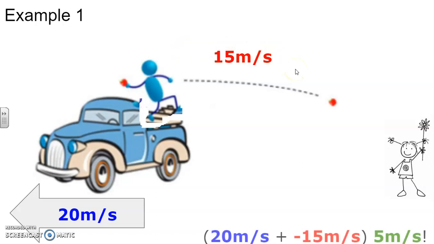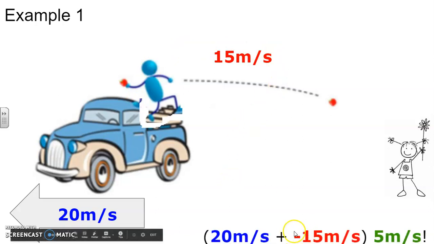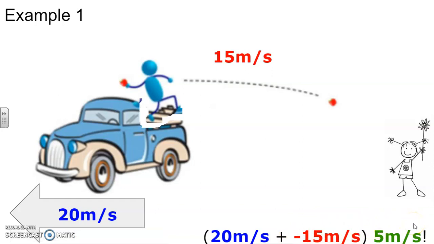So it actually changes the problem a little bit, and it subtracts. The 20 is going in one way, but the 15 is going the other, so you can see how that became negative for a total of 5 meters per second. So the apple would appear to go slower.